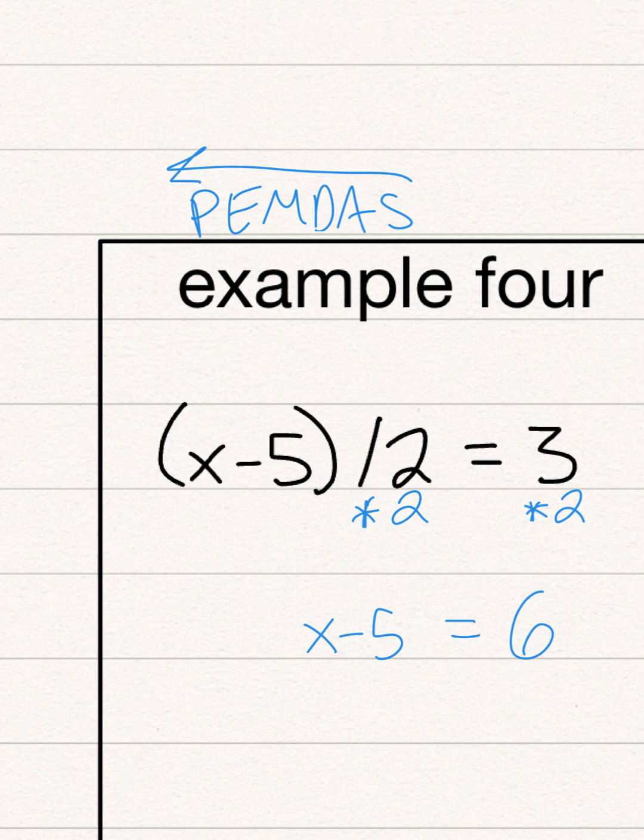Now that the parentheses are by themselves, I can drop the parentheses and just have x minus 5, because this equation would be the same if there were parentheses there. Same thing. All right, so now we undo subtraction with addition, and 6 plus 5 is 11. X equals 11.